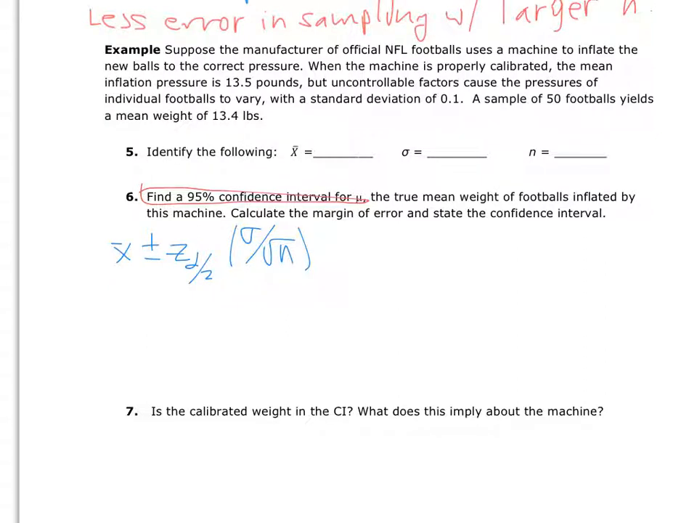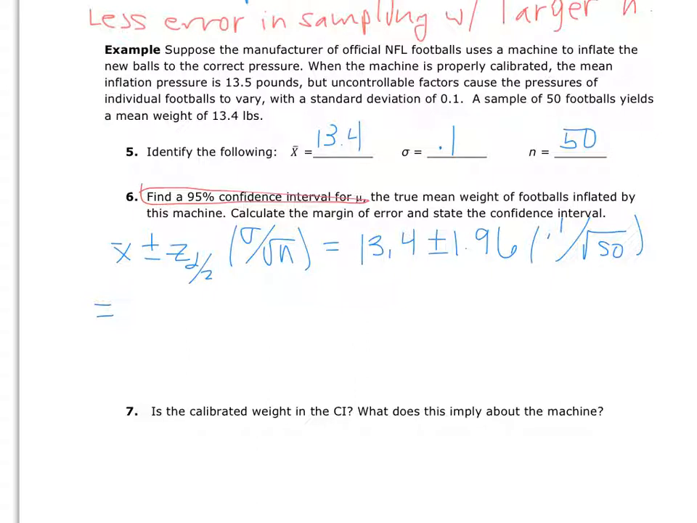So we want to identify X bar. Well, we can look at what's given. From the sample of 50 footballs, we have a mean weight of 13.4, and it also gives us a standard deviation of 0.1. So we plug all those things in. We get 13.4 plus or minus, and it's a 95% confidence interval, so we're going to use 1.96. We don't have to look that up, just refer back to the previous notes, or just remember. That's times the standard deviation of 0.1 divided by the square root of 50.